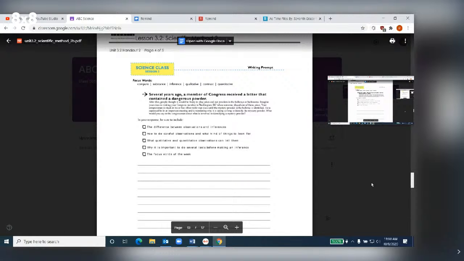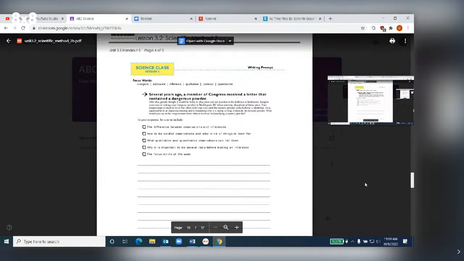And this goes back to that basic experiment we did. You're not going to taste it because it's like a dangerous chemical, you're going to kill yourself. Okay. So basically you'd make some observations and then inferences. And it asks how you do careful observations. A lot of us have phones now, so we could even probably take a picture and Google it. And then you're going to look at qualitative and quantitative. So if it's grainy, things like that.